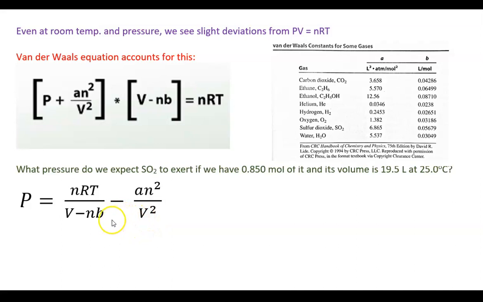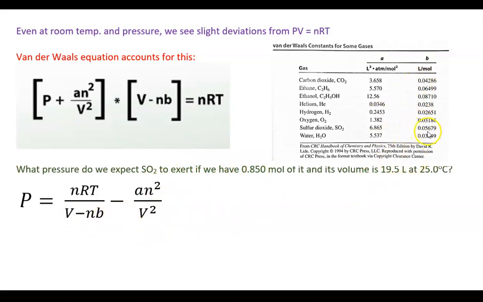From this point, after we've rearranged our equation, it just becomes a matter of plugging the numbers in. Our number of moles is 0.85. For our R value, we have to use 0.0821 because our a is in atmospheres, or has atmospheres in it, I should say. Temperature, of course, we want in Kelvin, so 298 kelvins. Volume is just the volume given to us, 19.5 liters. n is, again, 0.85 moles, and b will be the number from the chart.